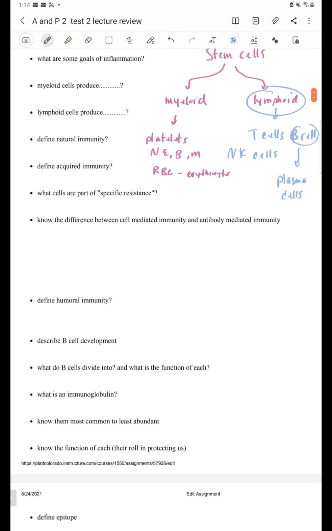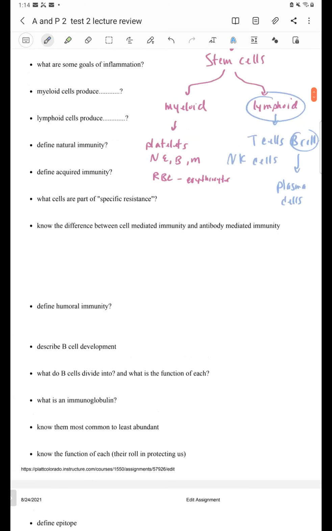Just to clarify on that one too. So the, oh no, never mind. I'm thinking more humoral immunity. Never mind.